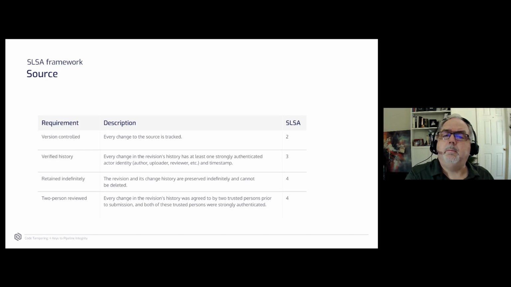Source requirements pertain to how source code is managed. Do you maintain a version history? Are changes securely associated with an action taker? Is the change history preserved and immutable? Are there strong review processes?